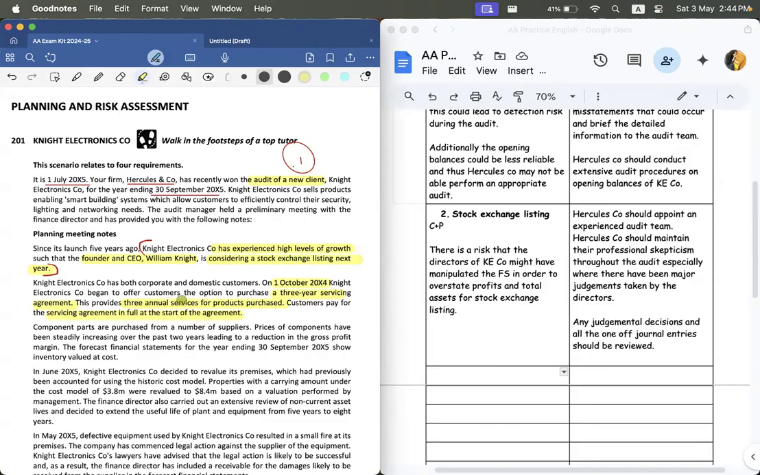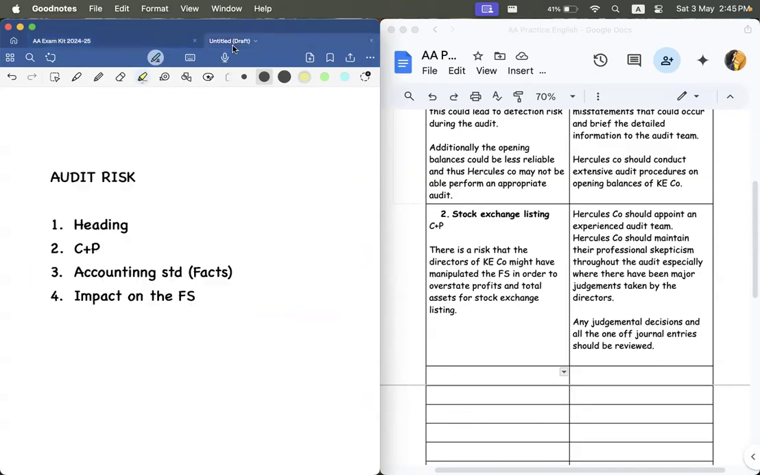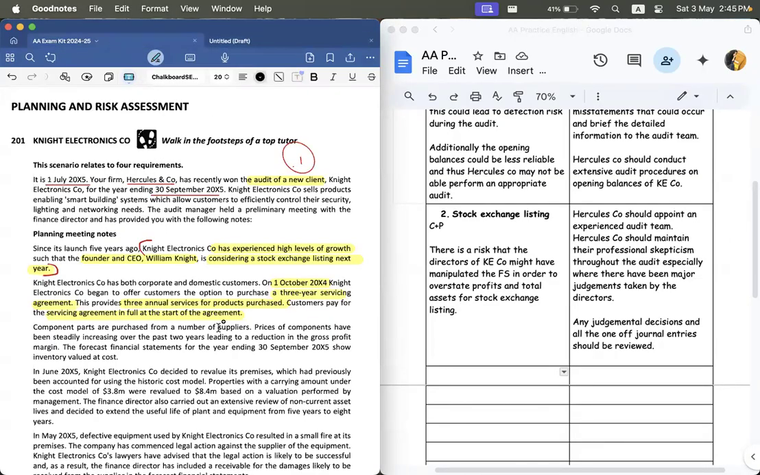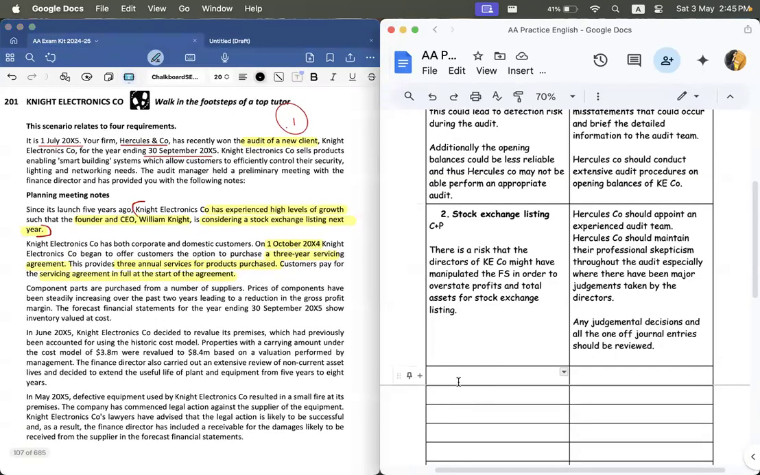So here we're going to follow a different approach. We're going to start with the heading, the copy paste, and then the accounting standard, and then what happens to the SOPL or SOFP. Understood? And for that purpose, we're going to bring in a word. Which word is that? Under or over statement. This is very important that we say what happens. Clear?